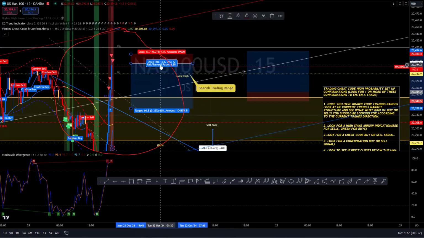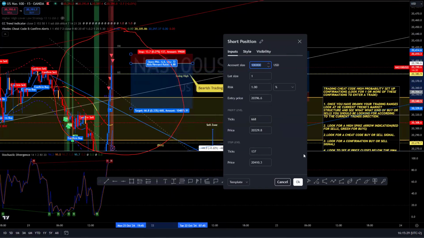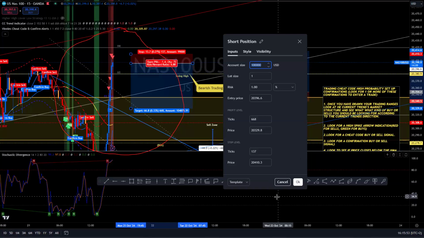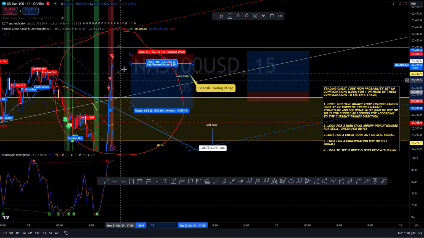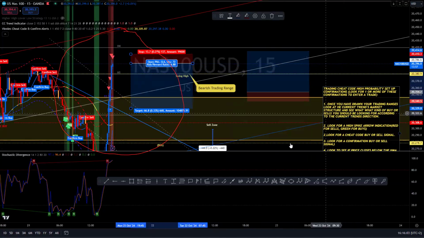Let me just look it up here. 204, 2. They're pushing up. We were really bullish today, which is fine. But it's resistance, we got a high spike there. That's what I'm looking at.